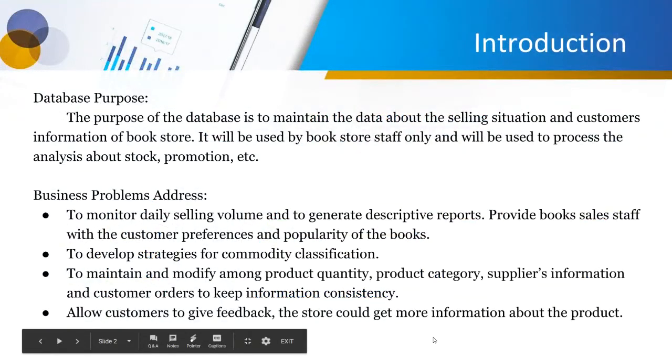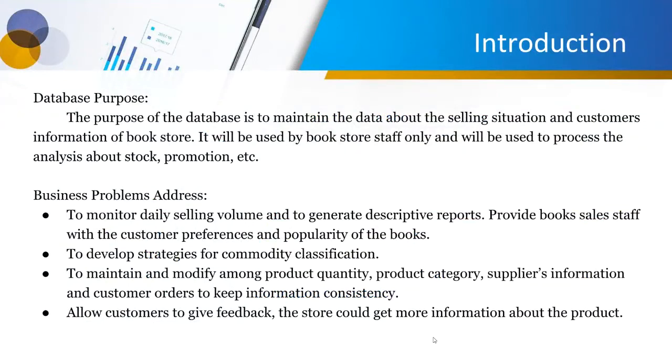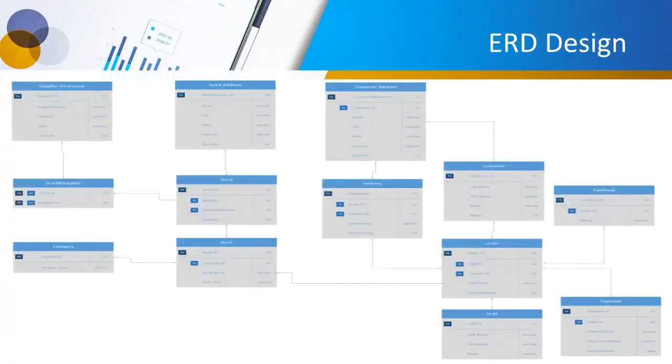So our database contains the selling situation and customers' information of the bookstore, and it's designed to help staff manage the store efficiently. It would let staff know the popularity of the books or find if there's any shortage of books in stock. And here is a general look at our ERD. There are 13 entities in total, and it has two parts, the book part and the order part.